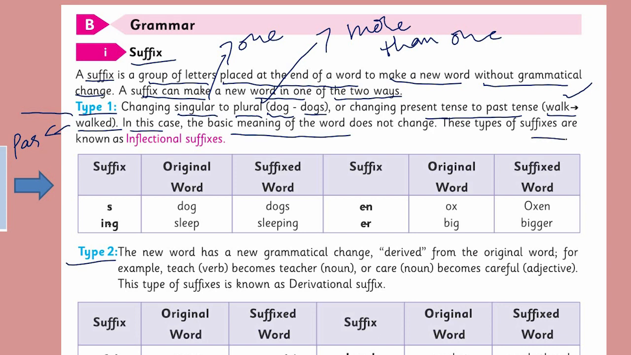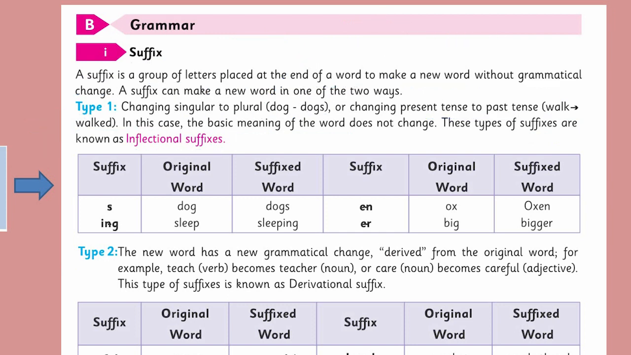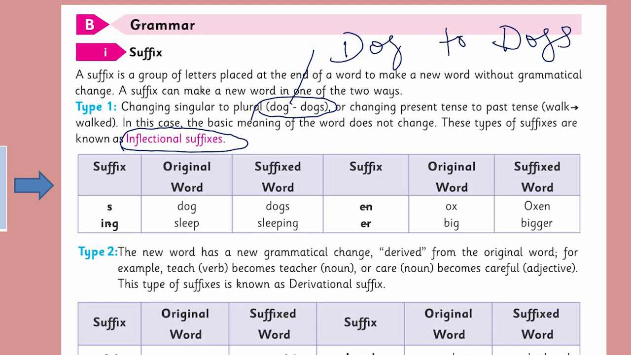These types of suffix are known as inflectional suffixes. When we change singular to plural and add es or s or other letters to make it plural, it is called inflectional suffix. We simply change singular nouns to plural noun. Like an example here, we changed dog to dogs here. What we have done, we have added s here to make it plural.